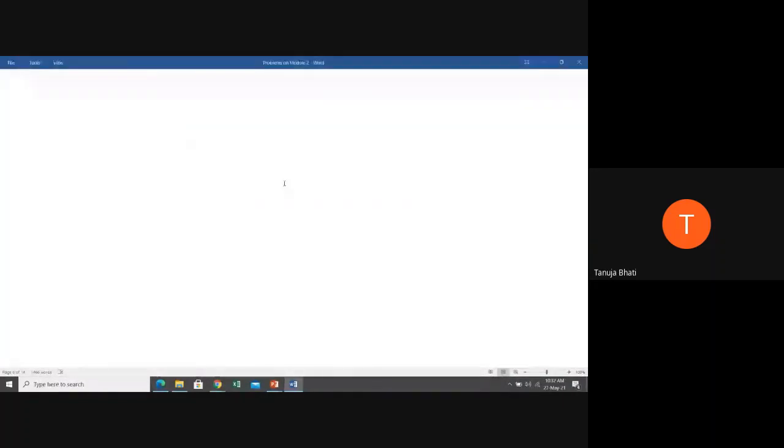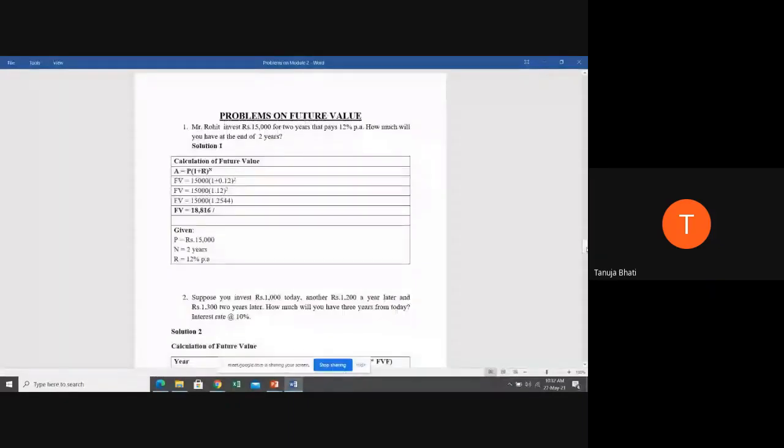Okay, is the screen visible to everyone? Yes, ma'am. Okay. Now you all will feel problems are very easy, but when it comes in the exam, it is very tough to even understand what they are asking for, present value or future value. Okay, so let us start. To remove that confusion, I am starting very slowly and taking those problems through which you first understand the basics.